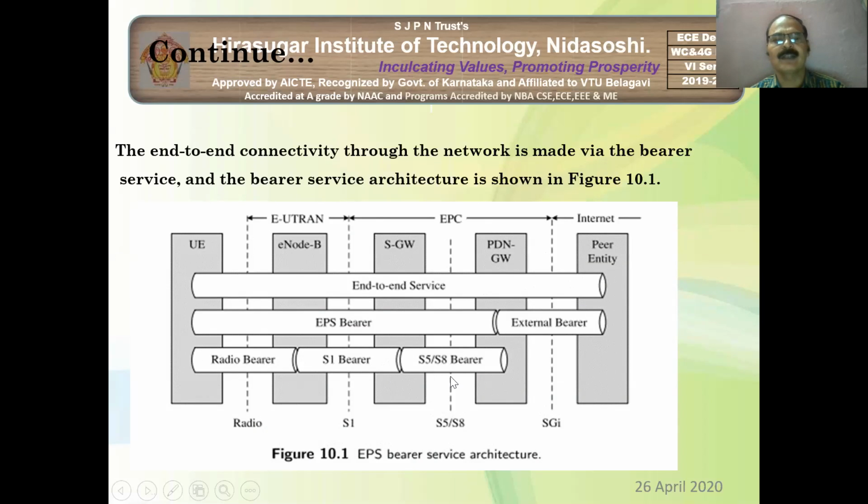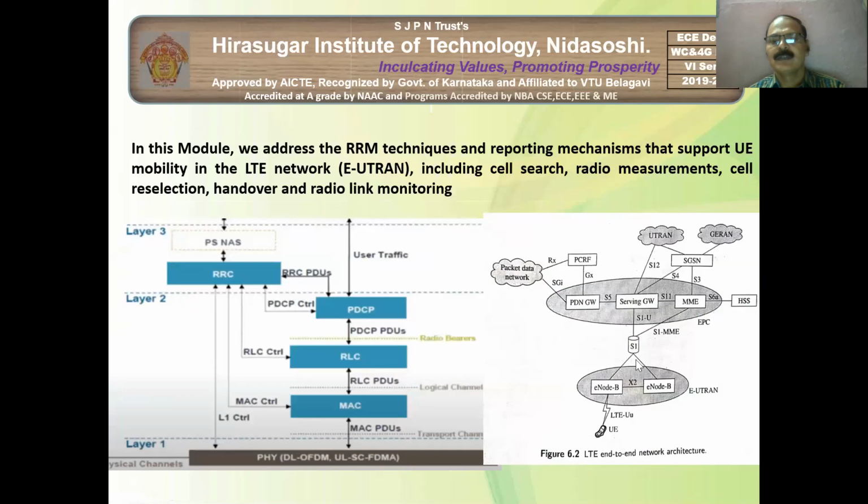Now once again look here. eNode B to the serving gateway is called the S1 bearer. And eNode B to UE, or UE to here, we call the radio bearer. So the radio bearer is here, and from here to here it is called the S1 bearer. The serving gateway to the PDN gateway we call the S5/S8 bearer. So different names are here, meaning each will carry data or connection. Serving gateway to packet data network gateway we call the S5 bearer.